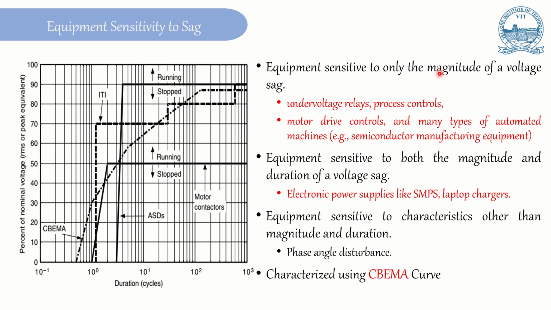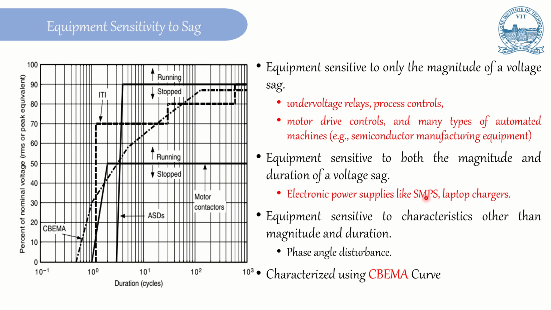immediately the performance of these equipments will be affected. The next category is equipment which is sensitive to both magnitude and duration of voltage sag. In these cases, it is not only the magnitude that governs the performance. The magnitude over a certain duration is going to degrade the performance of such equipment. Examples are electronic power supplies like SMPS and laptop chargers. These devices can operate even under low voltage condition, but if subjected to a prolonged under voltage condition, their performance will degrade and they will eventually fail.